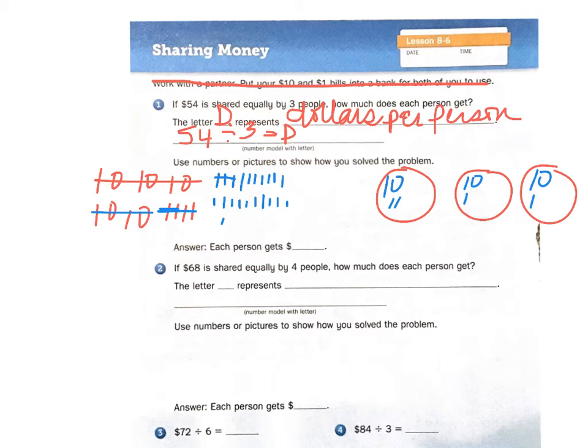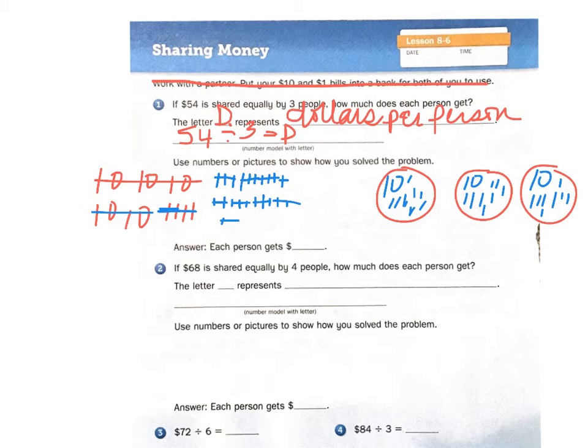There's 3. 1, 2, 3. 1, 2, 3. 1, 2, 3. 1, oops, you can't see that. 1, 2, 3. 1, 2, 3. 1, 2, 3. And then finally my last 3.